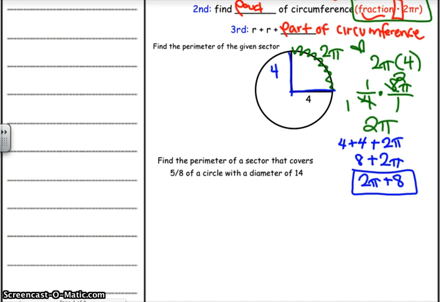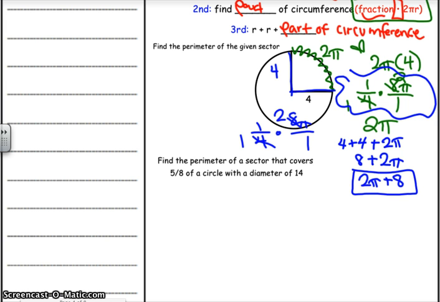Yep. How did you get the 1/4 times this 8 pi to 2 pi? Because I cross simplify. 1/4 times 8 pi over 1: 4 and 8 share that factor of 4. So 4 divided by 4 is 1, and 8 divided by 4 is 2.